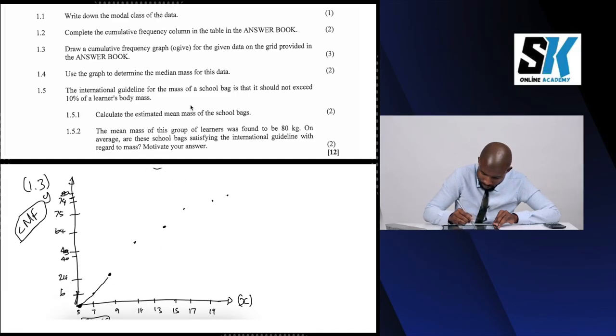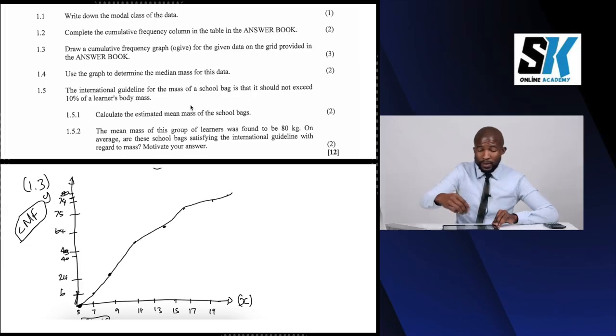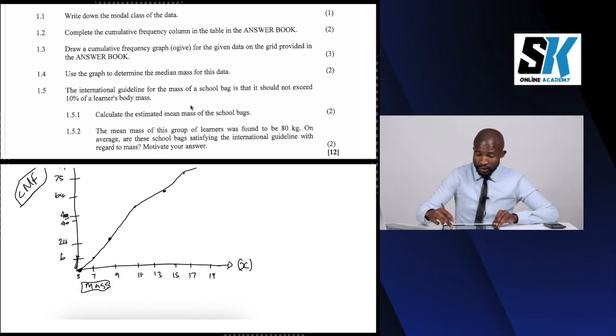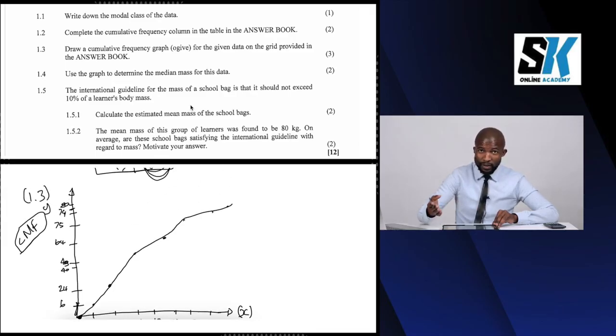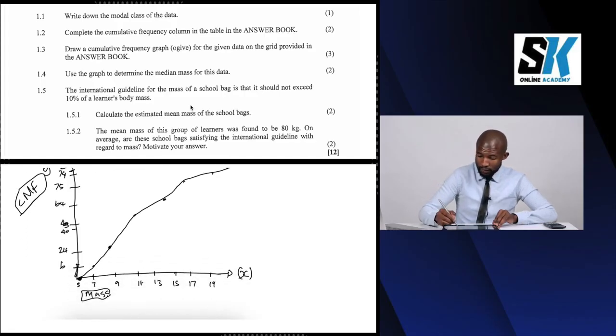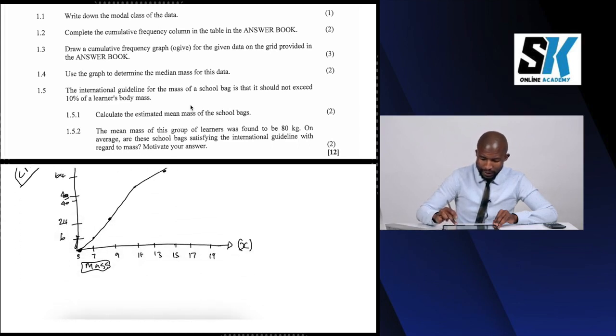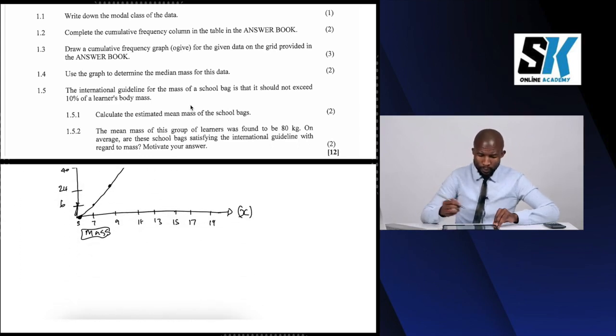It's not to scale, but it's the least I can do. But it must be an S shape. If I had graph paper, I would make the graph look more appealing. So that would be your ogive, which is 3 marks. So that is 1.3. Now we move on to 1.4.